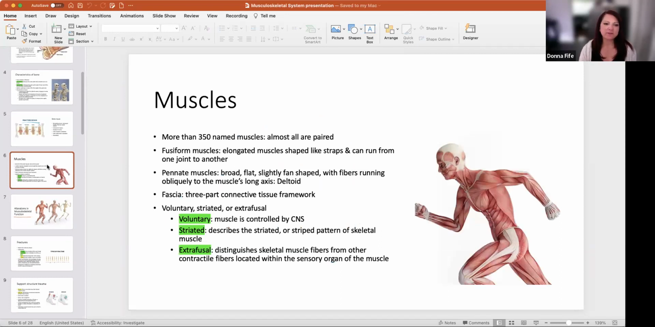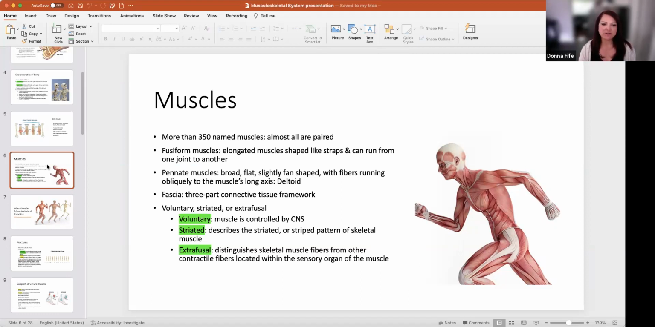Now moving on to muscles, there are more than 350 named muscles, and almost all of these are paired. Fusiform muscles are elongated muscles shaped like straps and can run from one joint to another. Pennate muscles are broad, flat, slightly fan-shaped, with fibers running obliquely to the muscle's long axis. An example of that is the deltoid.